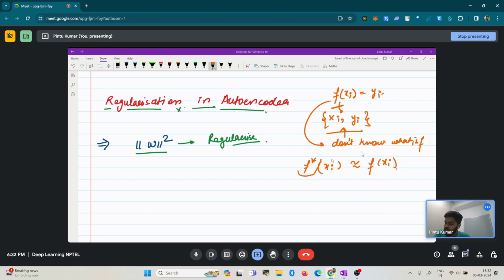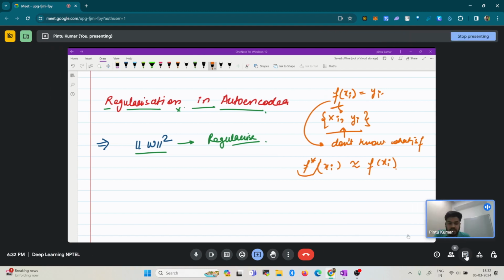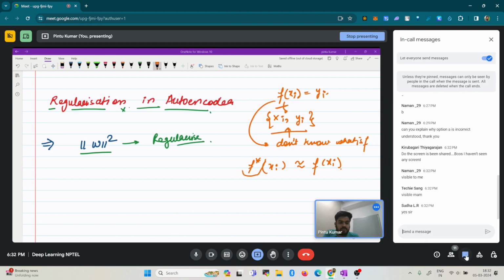Yeah, the screen is shared. Is it visible to others? That would have been a blunder if it wasn't shared. You can try rejoining. That might be useful for you.